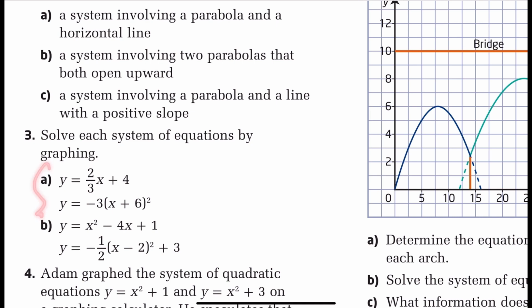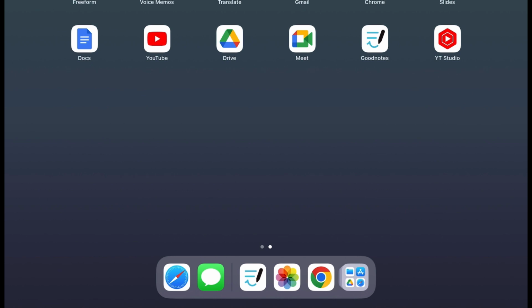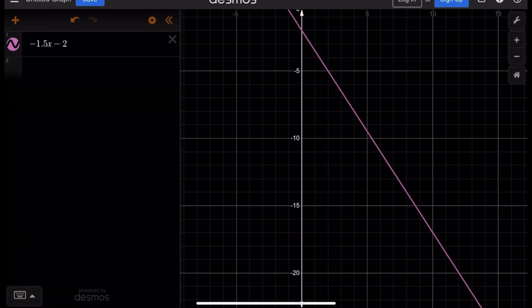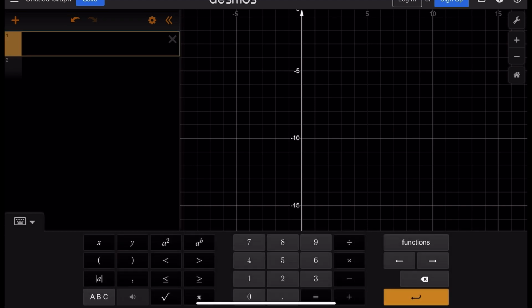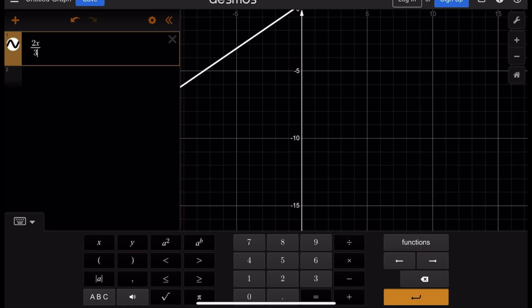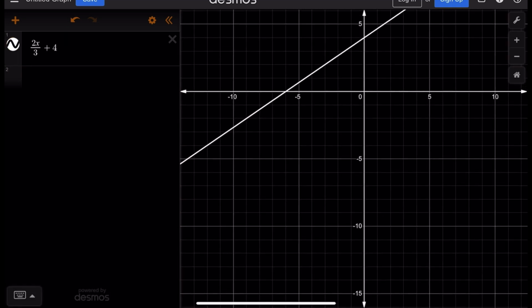Okay, let me go to graphs. You can do this by using your graphing calculator, and it will be just the same thing. You just follow the same thing. So 2x divided by 3 plus 4. Okay, this is my first line.